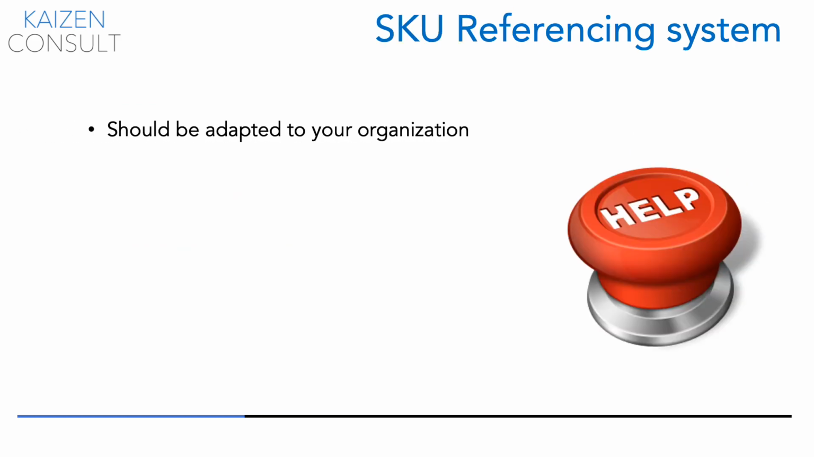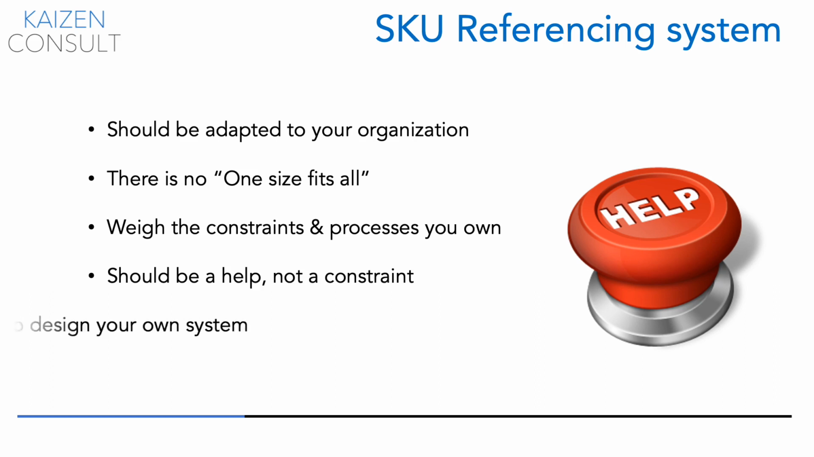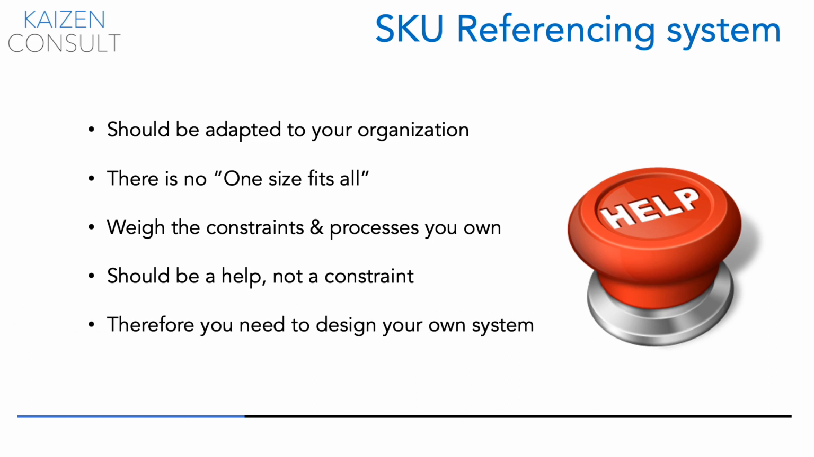Understanding a SKU referencing system. Again, the SKU referencing system should be adapted to your organization. As there is no one-size-fits-all, you need to build it. You need to weigh your constraints and processes and your structure to construct the pattern. It should be of help, but keep it simple and agile. You need to design your own so it is adapted. And finally, keep it short, between 8 to 12 characters.